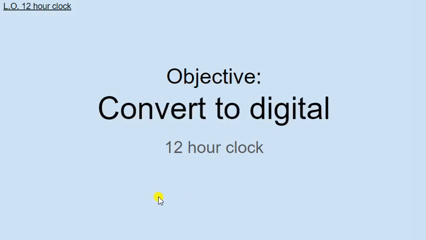Right, morning. So the objective today is converting from analog clock faces to digital with a 12-hour clock.